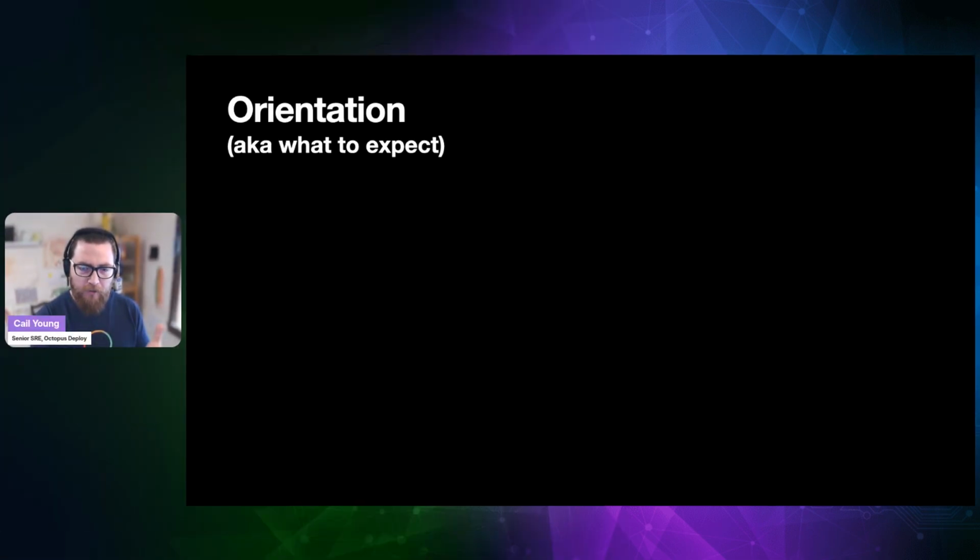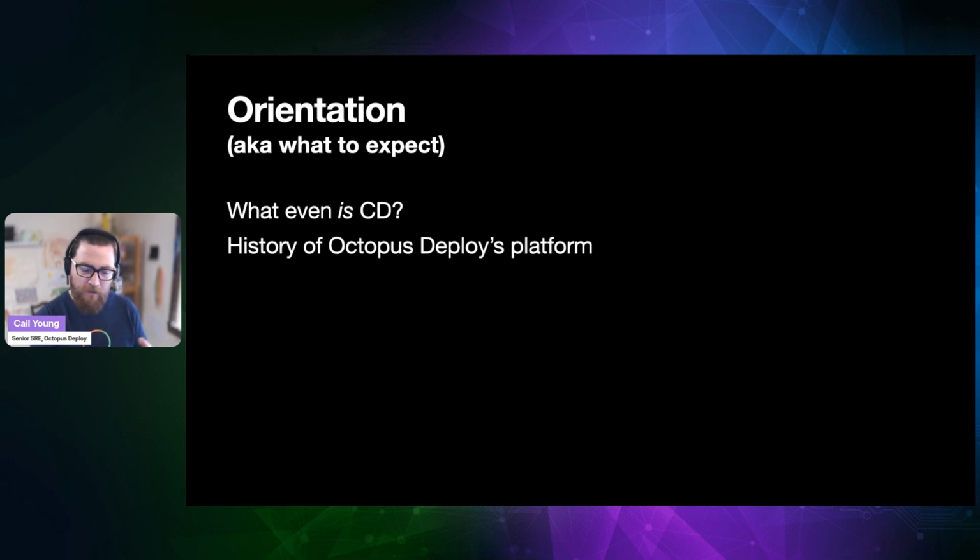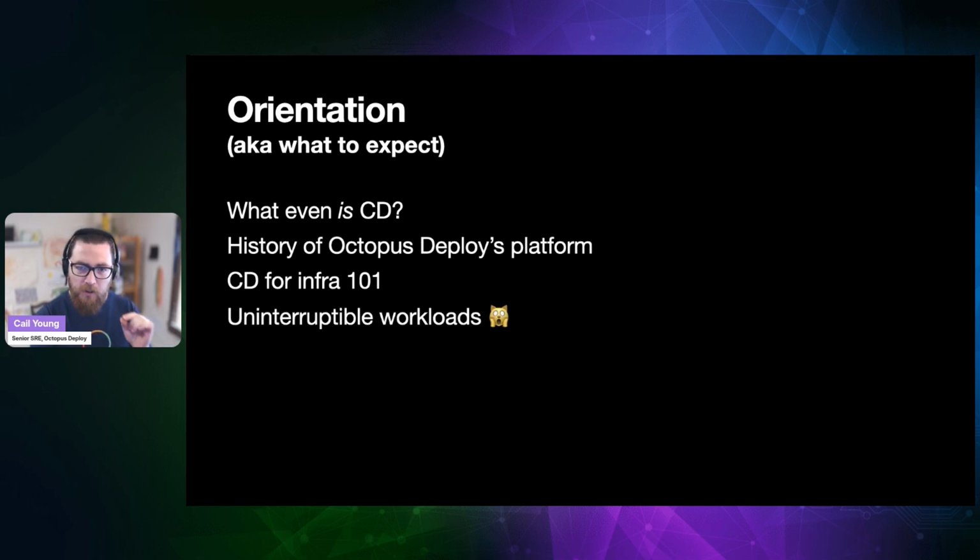To talk about what we're going to go through today, I'm going to define some terms. What do I mean by CD? I'm going to give you a little history lesson of where we started when I joined the company in terms of the platform that I help run today. Then we're going to get into, all right, well, how do you do CD for infrastructure? In particular, what do you do when you can't interrupt workloads easily, which is a big challenge for us? And then finally, how do you test changes?